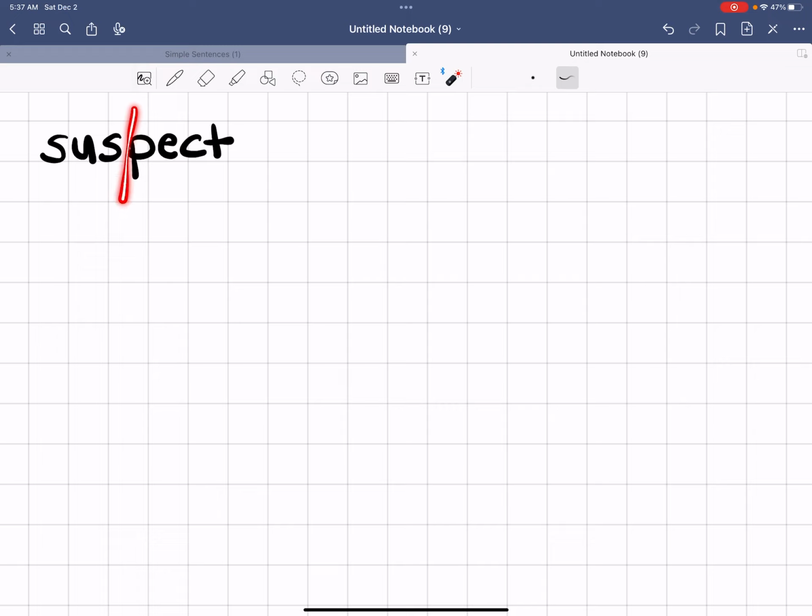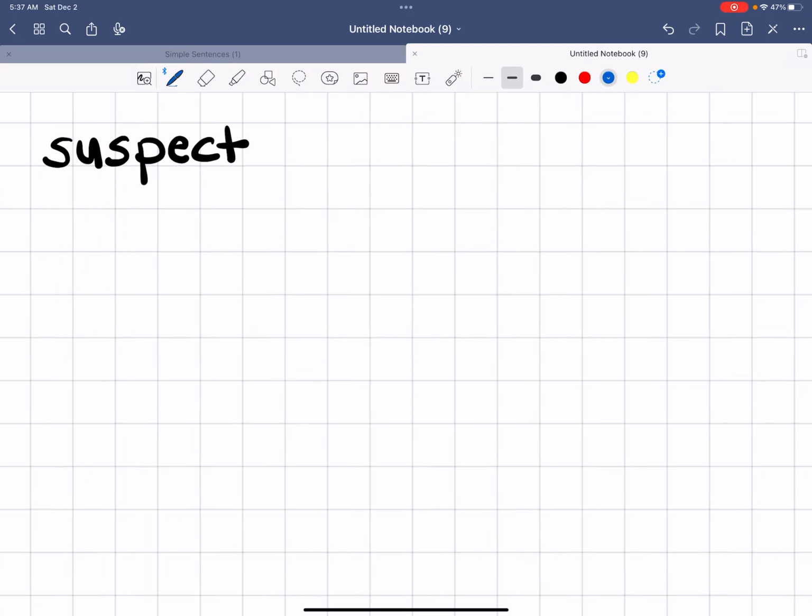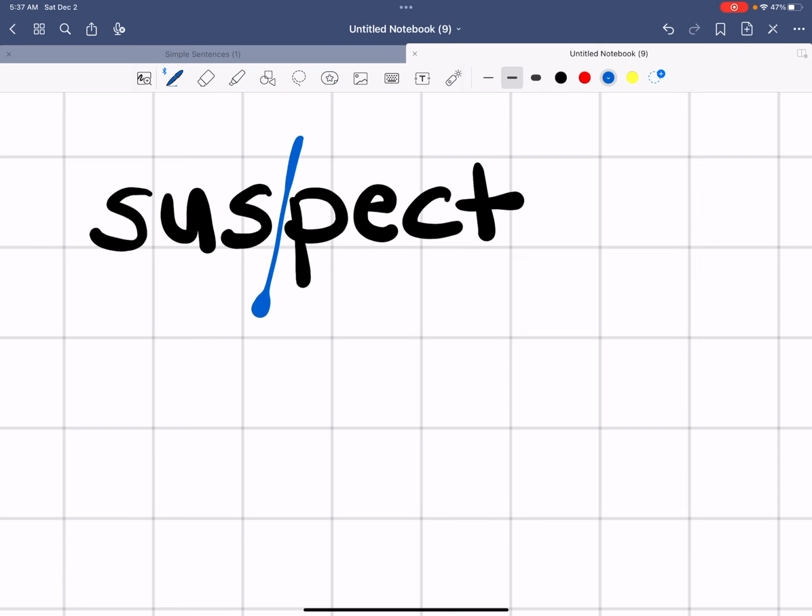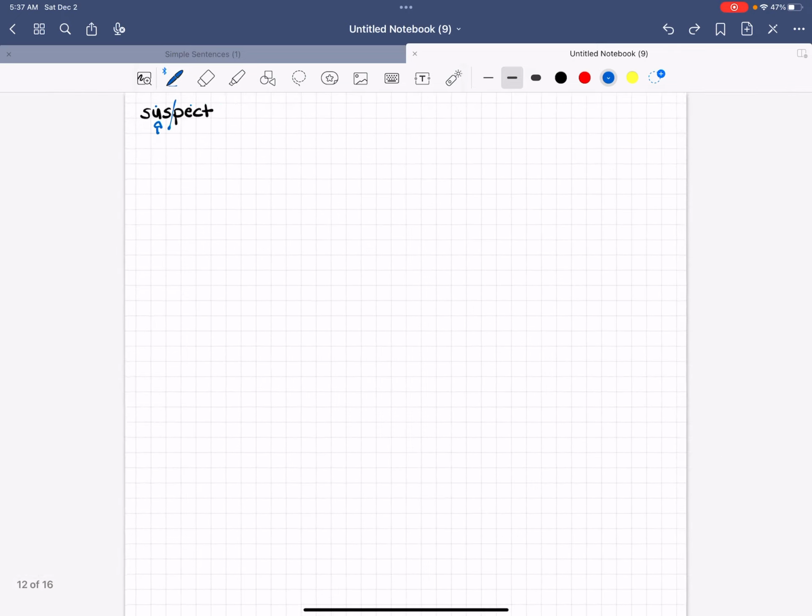So we have, break it up right there in between those two syllables. Let's go ahead and do it so it can be permanent. Okay, umbrella, egg. Okay, here we go. Sus, pect, suspect. Okay, so we have the word suspect. All right, moving on, two more.